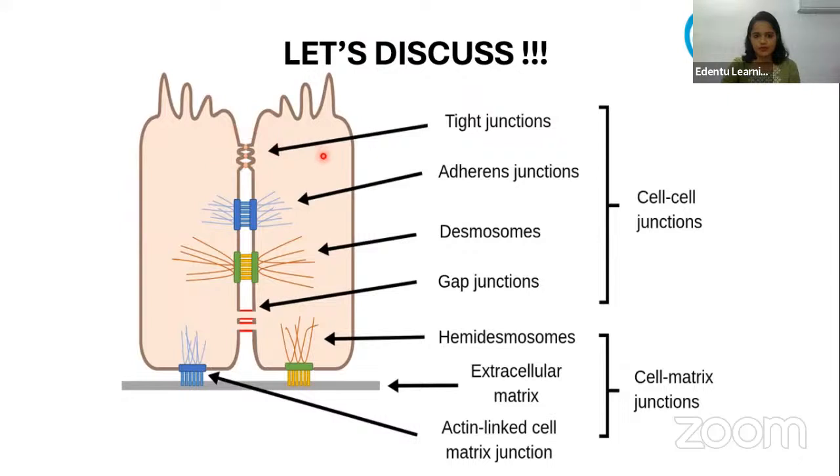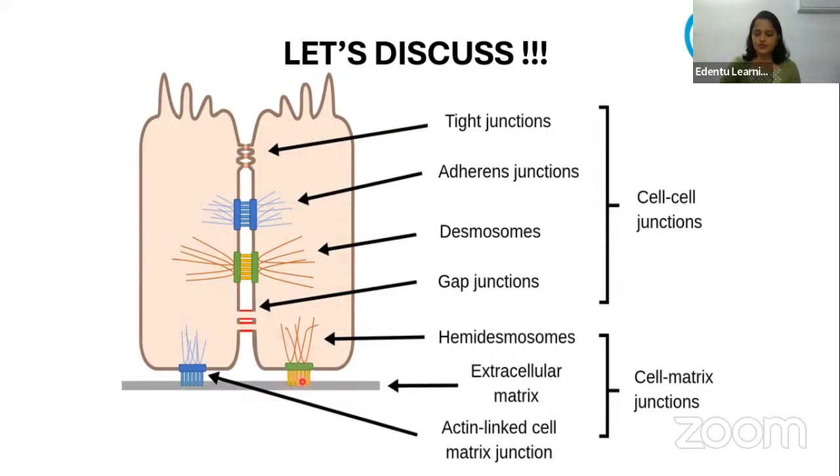So this is an example of a tight junction, no communication between the two cells. This is an example of an adherens junction, mainly for anchoring purposes. And this is the cell-to-cell junction. The cell-to-cell junctions are called desmosomes, and this is the gap junction where there will be communication between the two cells. And from the cell to the basement membrane, we use the hemidesmosomes.